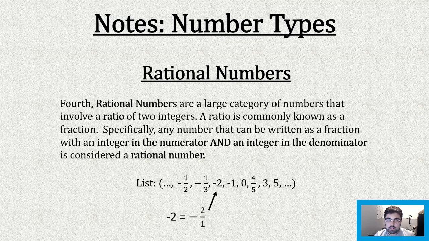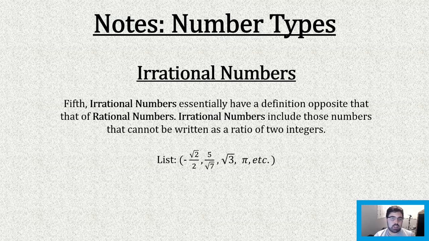And negative 2 is an integer. 1 is an integer. So if I take negative 2 and I rewrite it as negative 2 over 1, I've just created this new number that's the exact same number. Only now I wrote it as a fraction, and it fits that definition of rational.